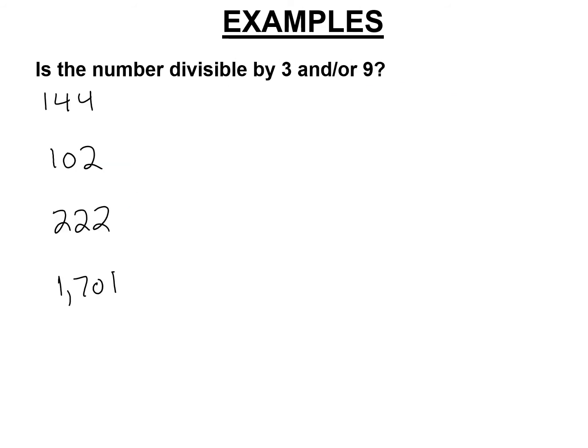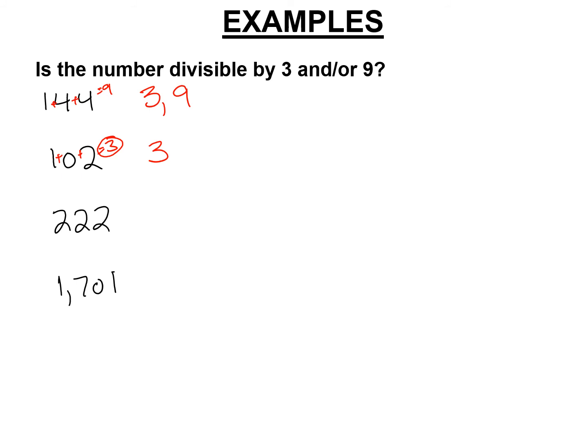All right, so you're going to do just like yesterday we did for 2, 5, 10, and 25, you're going to do 3 and 9. So 144, right, adds up to 9. So 9 is on the 3 times table, and it's on the 9 times table. So this one has both. Both 3 and 9 go in there. 1 plus 0 plus 2 is 3. So 3 goes in there, right, but 9 does not, right? 3 is not on the 9 times table.